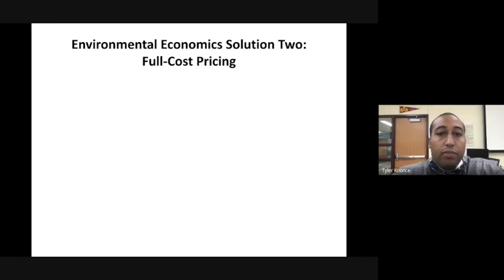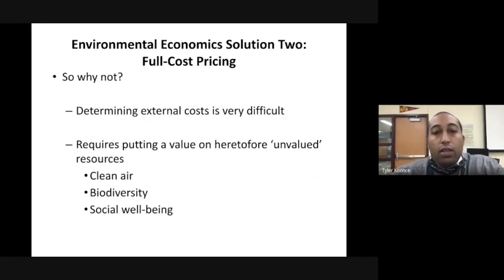So with this one, why not? Well, determining that external cost is very difficult, mainly because we have to put value on things that have in the past been unvalued, like clean air, biodiversity, and social well-being. We have to be able to put value on those before we could even start looking at external cost. External cost is very nebulous, so it's very hard to get full cost pricing in there. But either using the GPI or full cost pricing could be a solution.